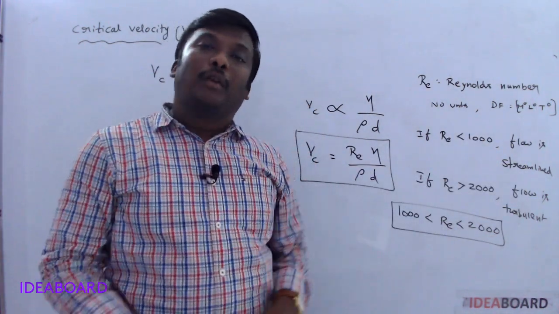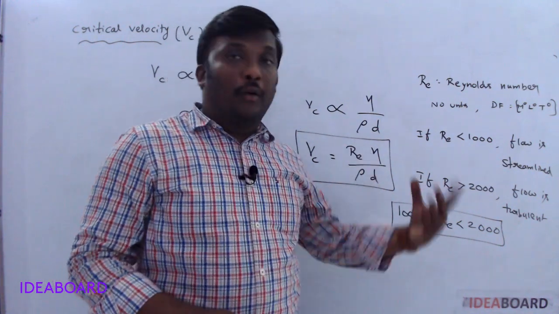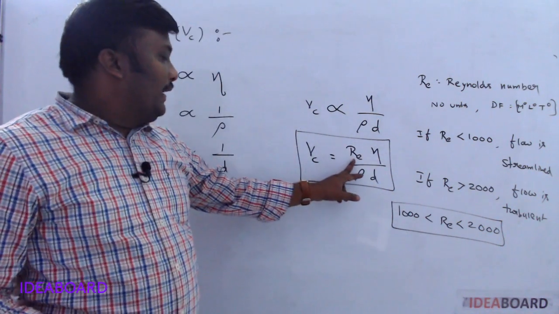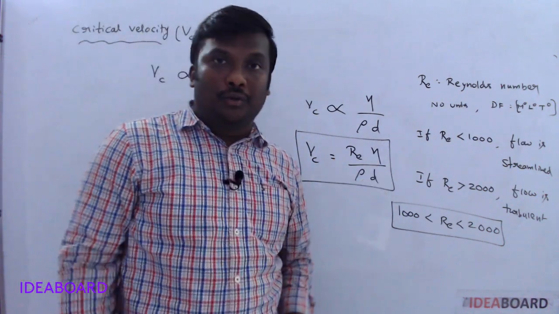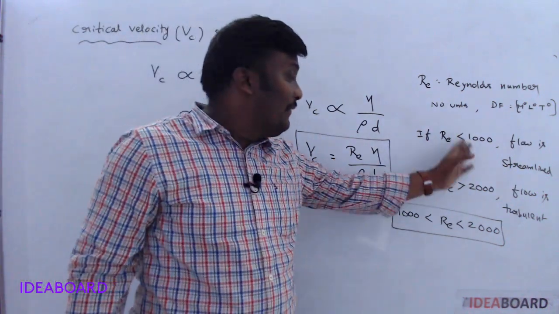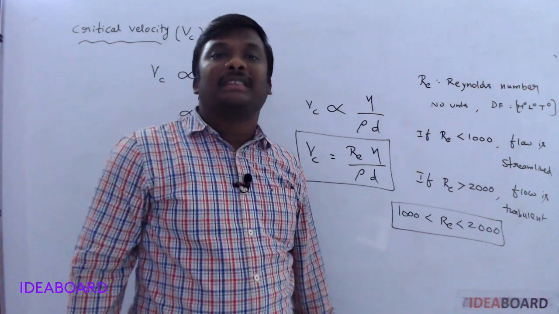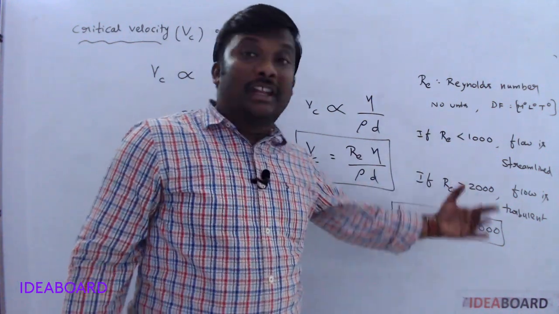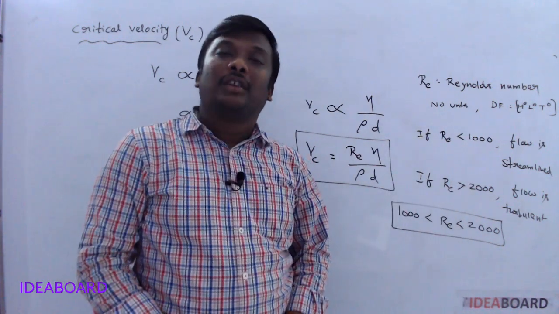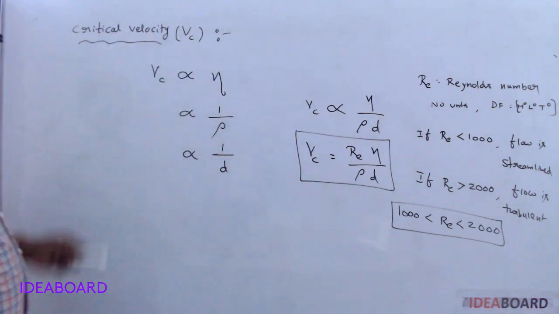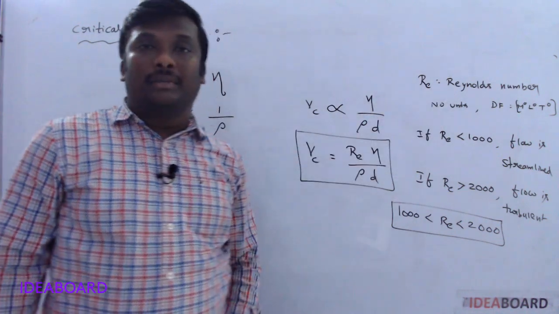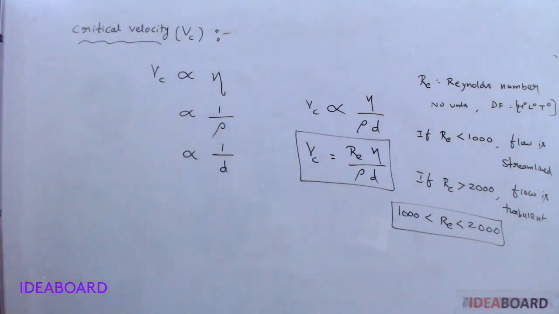If they ask for the type of flow, substitute the values of critical velocity, density, diameter and coefficient of viscosity. If the value is less than 1000, the flow may be streamlined. If it is more than 2000, the flow is turbulent. Clear? This is about critical velocity and Reynolds number.